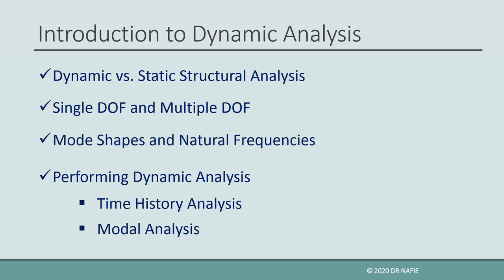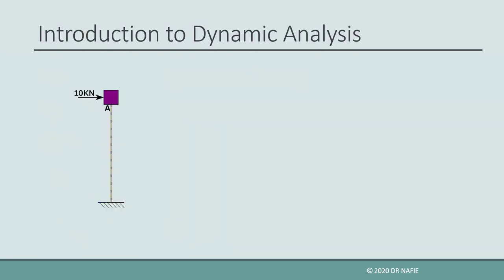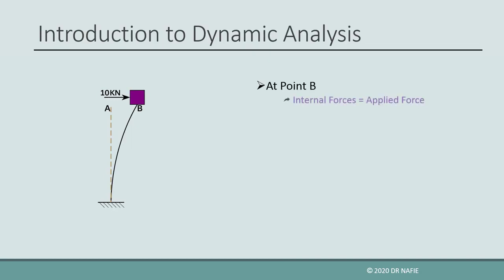Let us first explain what is meant by a dynamic analysis. For the shown cantilever with the mass on the top, if we instantaneously applied a 10 kN force on the mass, the cantilever will deflect and will generate internal forces. When the mass reaches point B, the internal forces generated in the cantilever will be in equilibrium with the external 10 kN force, and in theory, the cantilever should stop moving.